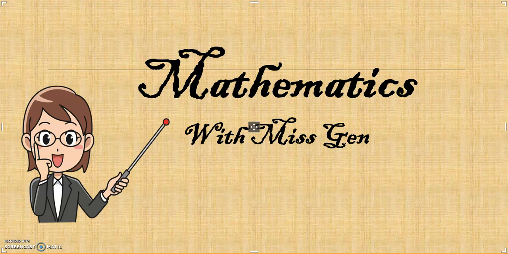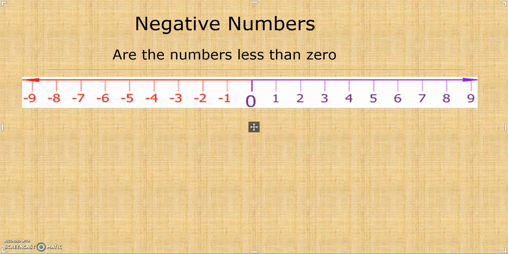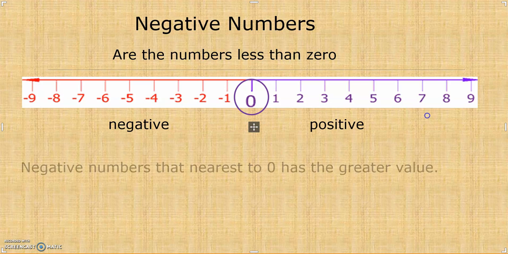For today's video, we will learn about negative numbers. Negative numbers are the numbers that are less than 0. As you can see in our number line, here is 0. So the numbers from 0 to the left are negative numbers, and the numbers from 0 to the right are positive numbers.